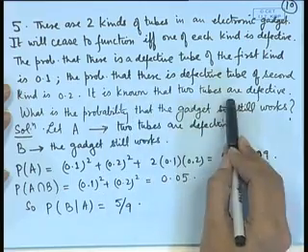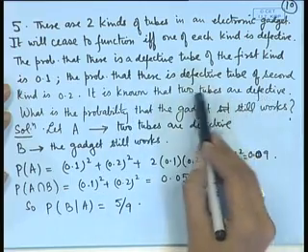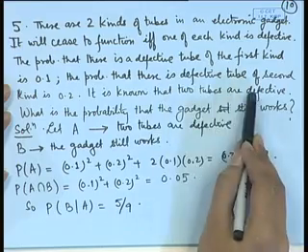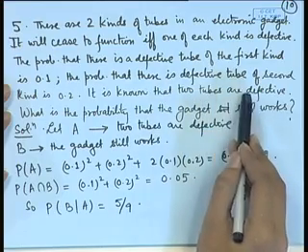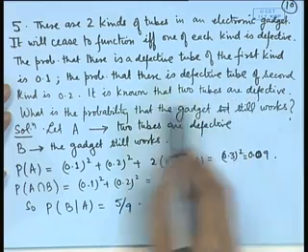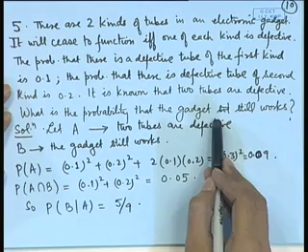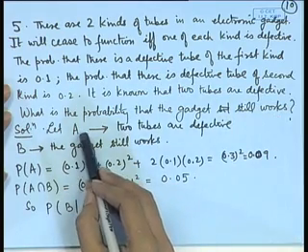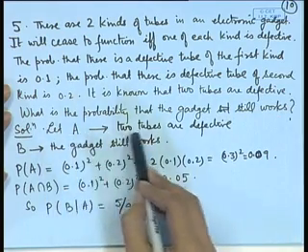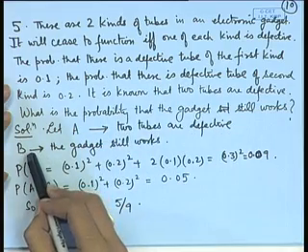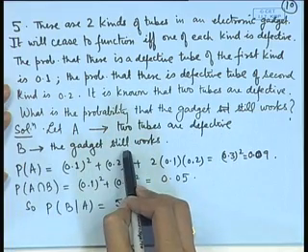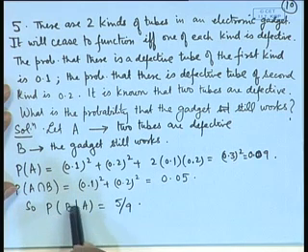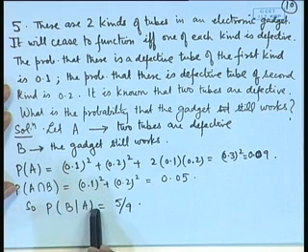It is known that two tubes are defective. Now, these two tubes could be any combination: both could be first kind, both could be second kind, or one could be first kind defective and the other second kind defective, etc. So, what is the probability that the gadget is still working? Let us define the event A, that the two tubes are defective, and B is the event that the gadget still works. That means, we are interested in finding the conditional probability of B given A.